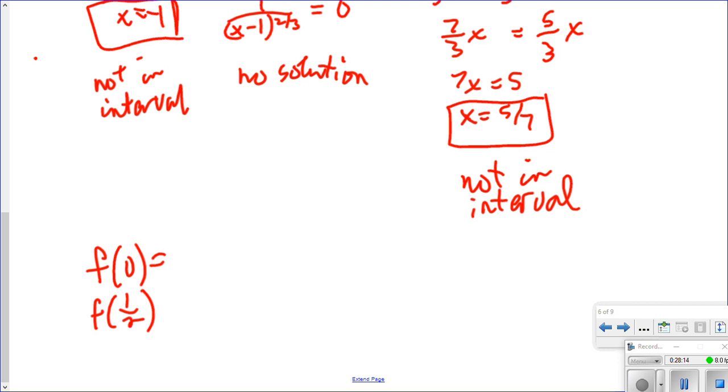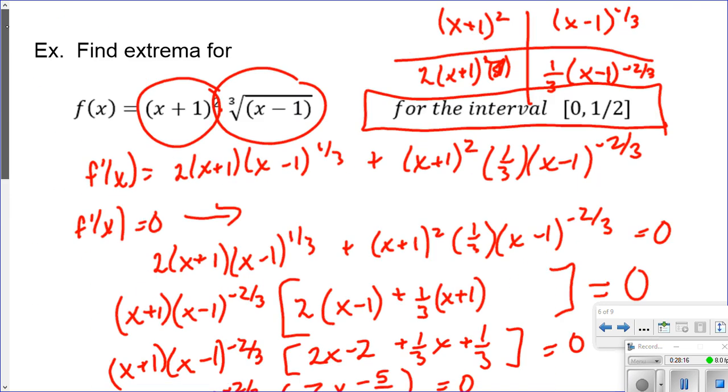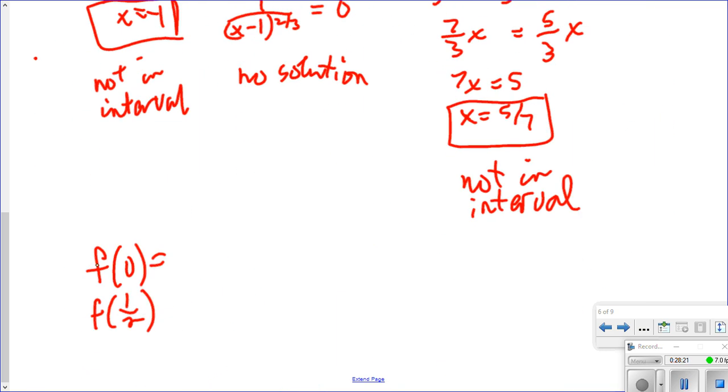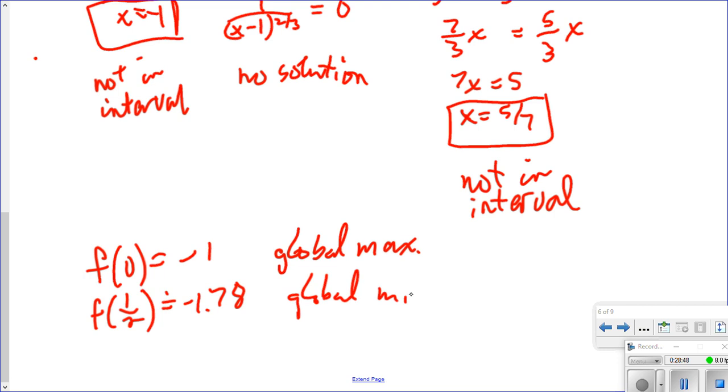If you go into Desmos and graph the original function, and then in the next window type f at 0 and f at 1/2, you can actually use it as a calculator. You get this to be negative 1, and you get this to be approximately negative 1.78. This one is the global maximum. It's the high point, and this one's the global minimum.